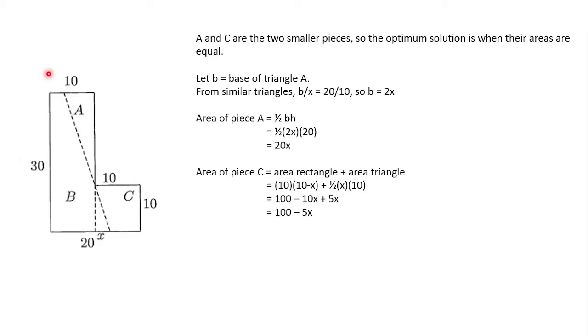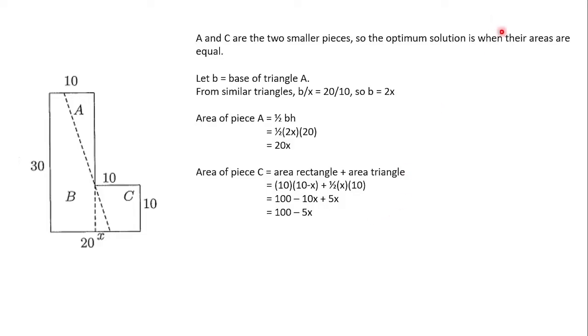So now the area of piece A is half times base times height, just the area of a triangle. So the base is 2x and the height is 20, so the area is 20x. The area of piece C here, if we cut it here, then this rectangle is going to have an area of 10 times 10 minus x, and this triangle here is going to have an area of a half times x times 10. And then if we expand this out, that simplifies to 100 minus 5x.